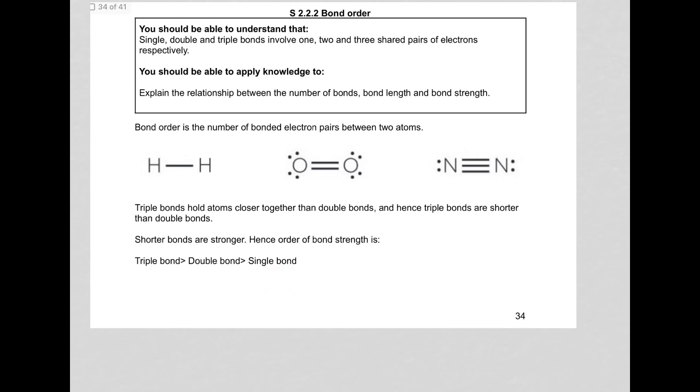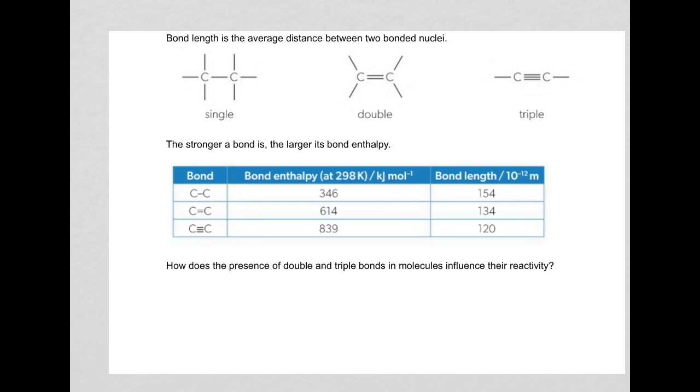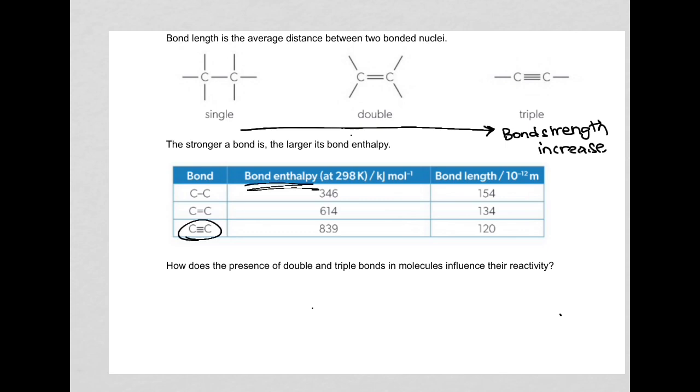And if you look in terms of bond length and bond strength, we can conclude that bond strength increases in this direction. So triple bond is the strongest bond, and you can see the bond enthalpy here. The bond enthalpy tells us about bond strength. So triple bond is the strongest bond. But in terms of bond length, you can see this is the shortest bond. So if we go in this direction here, the bond length increases.